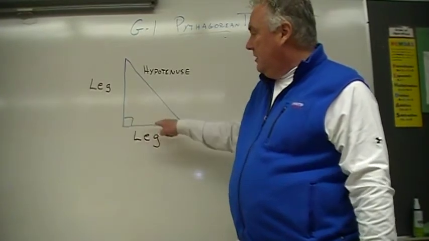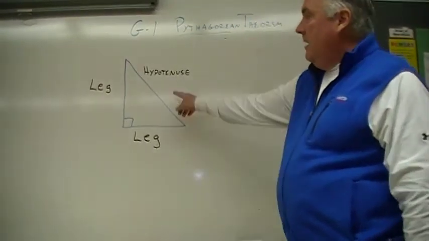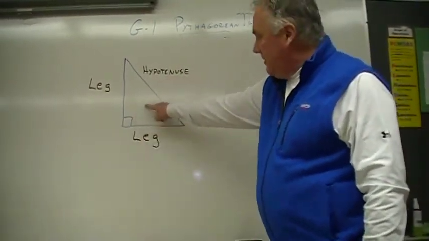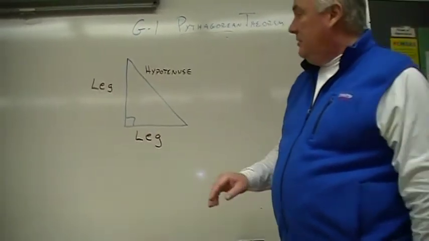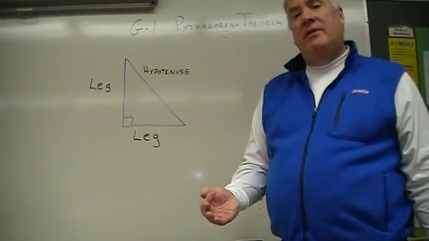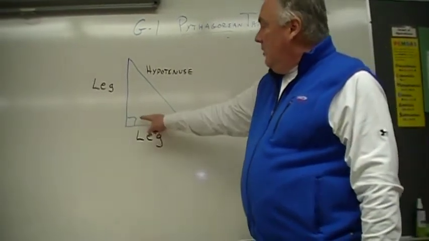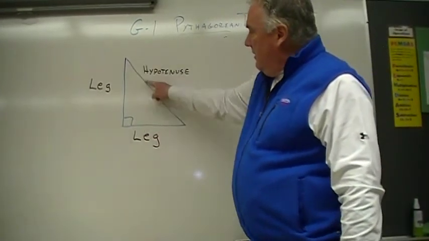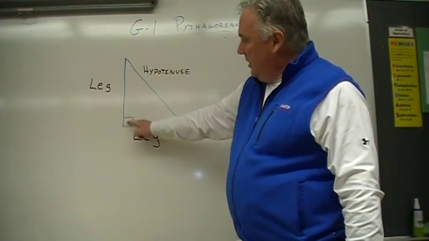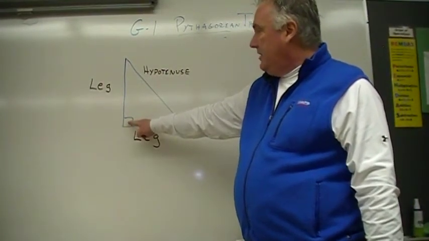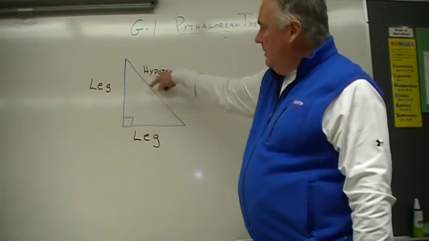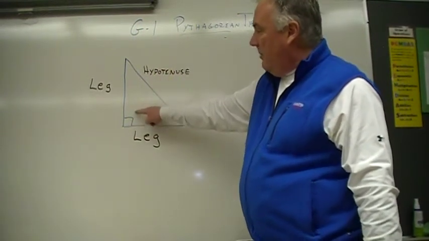The two legs create the right angle. The hypotenuse is opposite, and that opposite's going to be important as this year goes along. We need to know the concept of an opposite side or an opposite angle. The right angle is the angle opposite the hypotenuse. The side hypotenuse is opposite the angle.